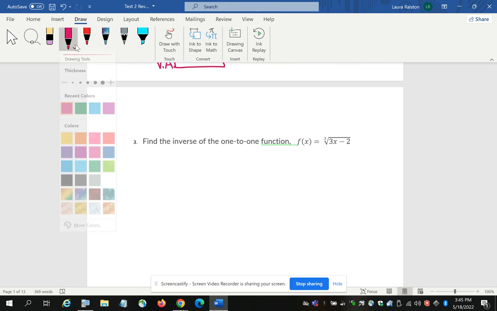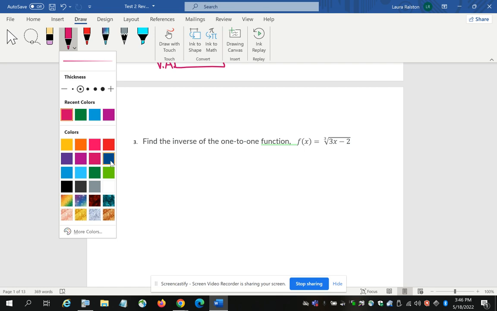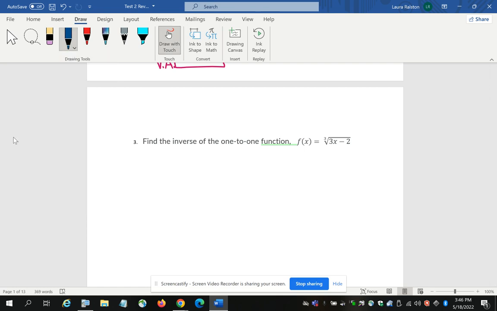Question 3 asks us to find the inverse of the one-to-one function f of x equals the cube root of 3x minus 2. First of all, it's important to note that they tell us this is a one-to-one function, so we don't have to verify that. You have to know that you have a one-to-one function in order to even have an inverse to look for. So they tell us that in the problem. Then it's a two-step process.